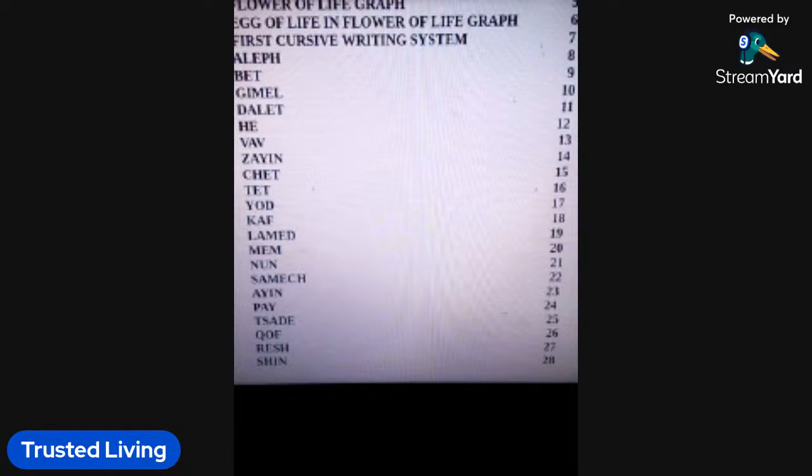And as the Hebrew letters are, so are these the same order. And it starts with Aleph. You have Aleph, Bet, Gimel, Dalet, He, Vav, Zayin, Chet, Tet, Yod, Kaf, Lamed, Mem, Nun, Samek, Ayin, Pei, Tasade, Kuf, Resh, Shin, Tav, and Gayin.